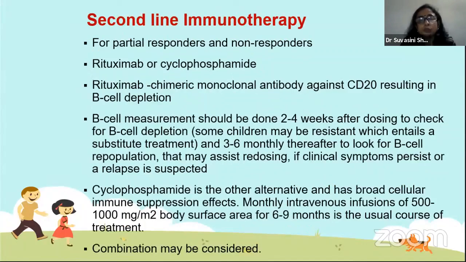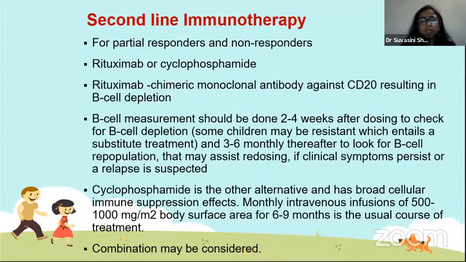For patients who do not respond well to this, partial responders and non-responders, second-line immunotherapy needs to be given, which is usually rituximab. Rituximab is a chimeric monoclonal antibody against CD20, and results in B cell depletion. So you must monitor the B cells every 3 to 6 months, especially if you want to give a retreatment, a redosing of rituximab. When B cell repopulation occurs, then the second dose is given, which is usually after 3 to 6 months.